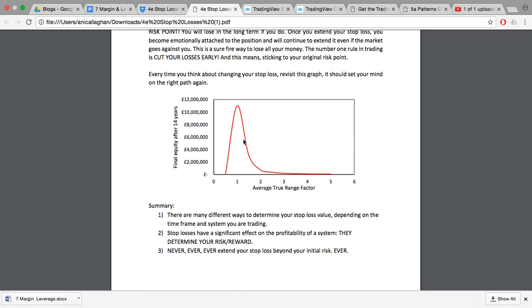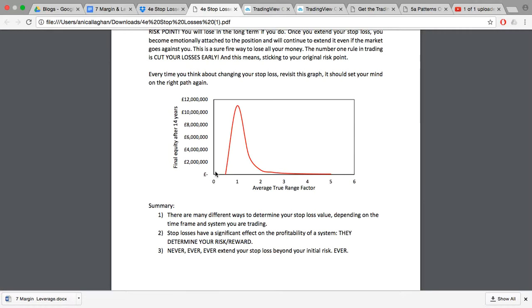It's not immediately obvious what it is, so I'll just talk you through it. So what it is is a system we tested. It doesn't matter what it's on, but it's a breakout system we tested, and what we've got on the left is the final equity at the end of the test period, and on the bottom we've got the width of stop loss. So you can see here 0 is no stop loss, and 6 is what you'd get if you extended your stop loss all the time. So this system was actually very profitable for kind of medium-sized stop loss widths, but if you look at 0 and 6, the system completely collapses.